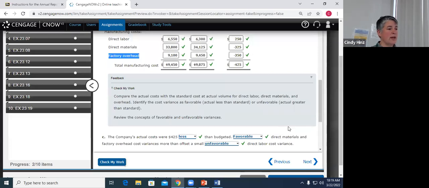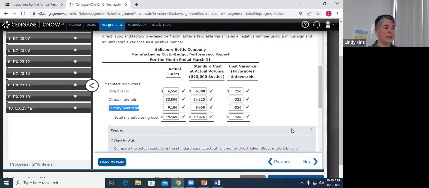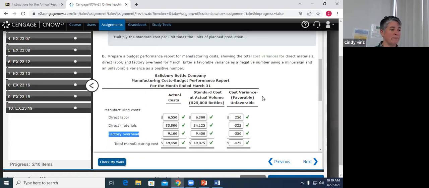Okay, so there is our budget performance report. We're going to be using the flexible budget to make sure that we are rewarding appropriate behavior, and I don't want to say punishing, but correcting behavior that is not efficient. The company is going to decide of these variances, which ones need to be investigated further.